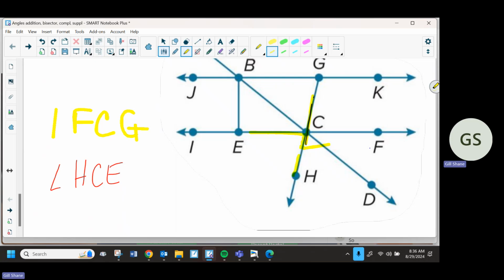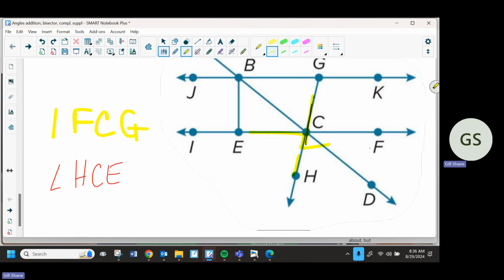So again, you just go from the first letter to the second letter, which should wind up being the vertex, to the third letter. So again, HCE, C is the vertex. So when I'm flying through it, don't freak out that I'm going fast. Just go from the first letter I say to the second to the third. That'll be the angle I'm talking about.